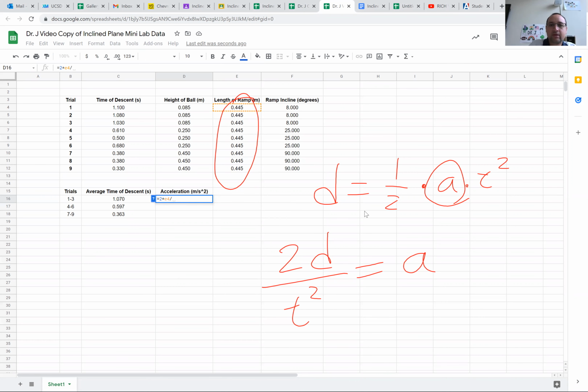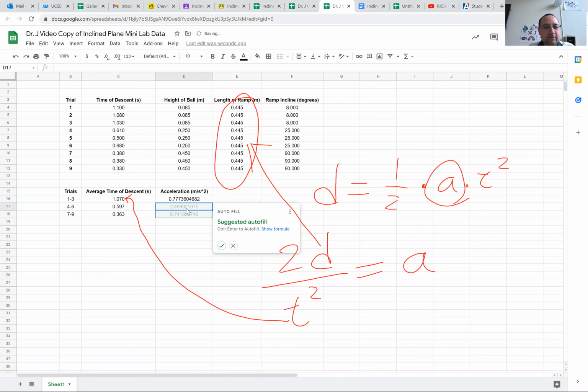So my distance is this guy, and my time is this guy, okay? So I have to square that time. So let me go ahead and get this figured out. So that is divided by C16 to the power of 2, okay? Boom. And then there's my acceleration.